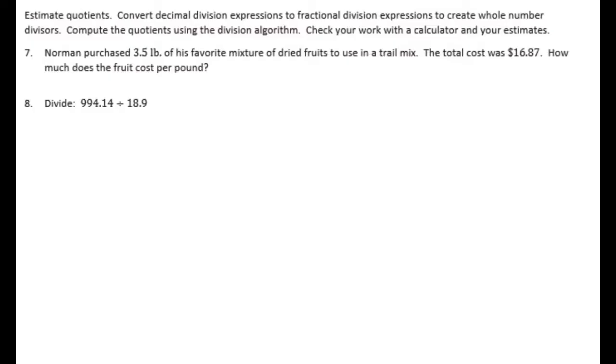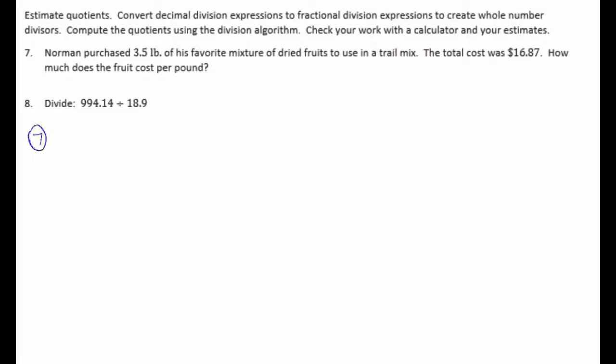Estimate quotients. Convert decimal division expressions to fractional division expressions to create whole number divisors. Compute the quotients using the division algorithm. Check your work with a calculator and your estimates. Number 7. Norman purchased 3 and 5/10 pounds of his favorite mixture of dried fruits to use in a trail mix. The total cost was $16.87. How much does the fruit cost per pound?